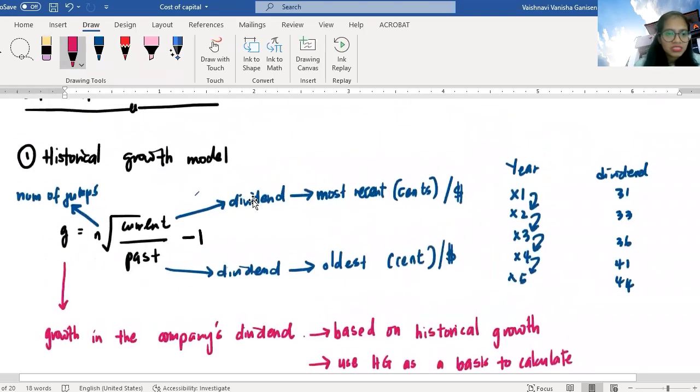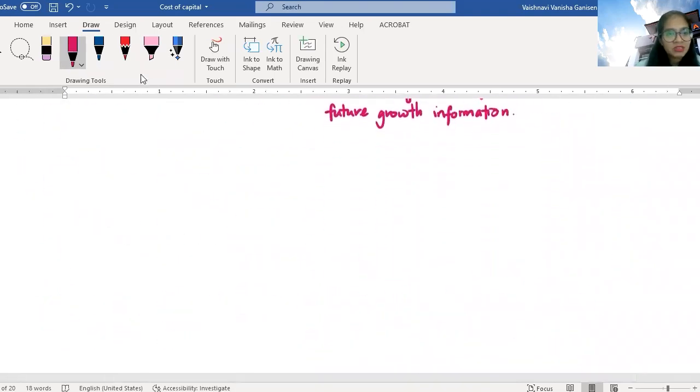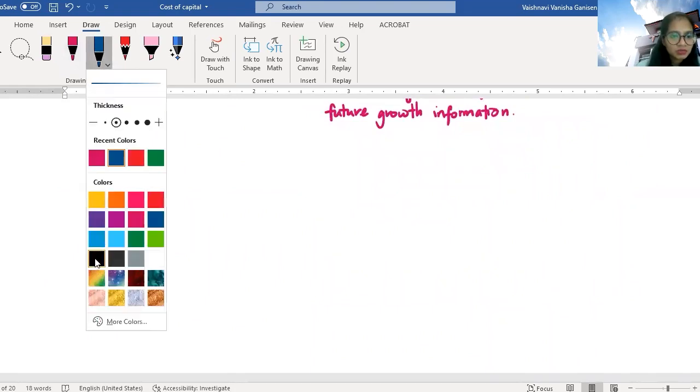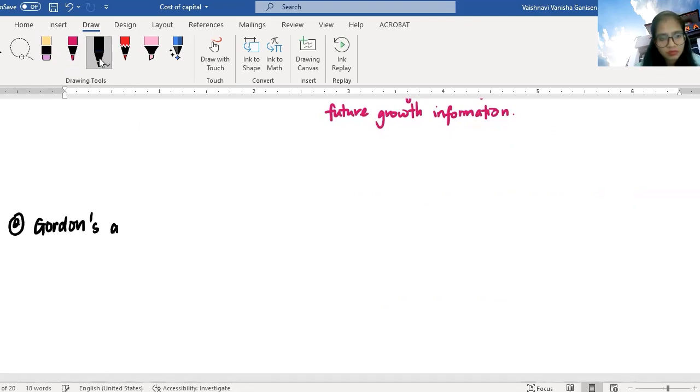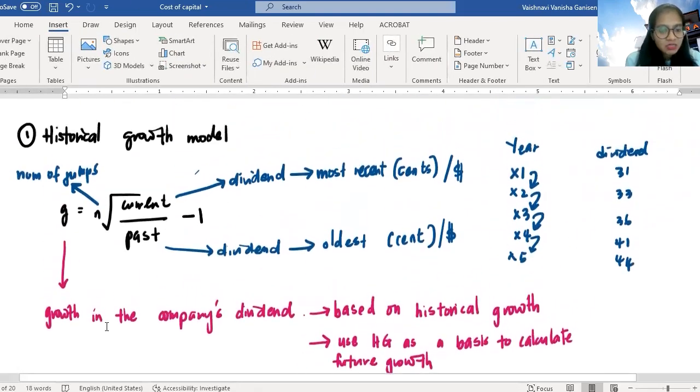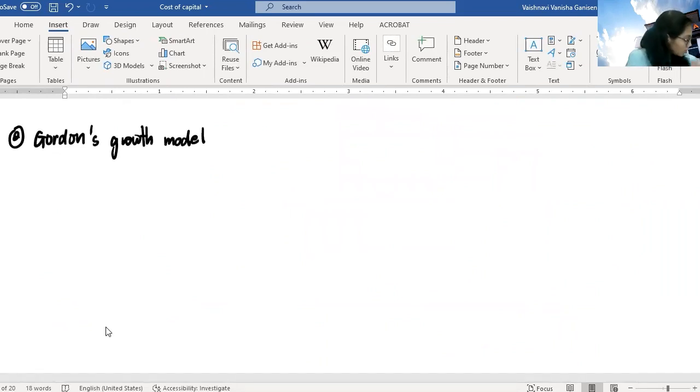Okay, so this is the first one, historical growth model. Now let's talk about the Gordon's growth model. So number 2, Gordon's growth model. For the Gordon's growth model, what is important for you to do? You need to know the formula. So similar to what is here, you need to know what is the formula. So what is the formula for my Gordon's growth model?